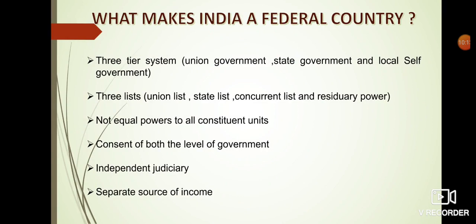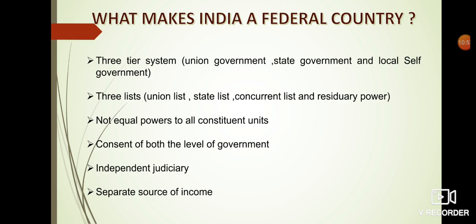Next topic: what makes India a federal country. This topic we will explain with the help of 6 different headings. The first is 3-tier system, second 3-list, third is not equal power to all constituent units, fourth is consent of both levels of government, fifth is independent judiciary, and sixth is separate sources of income. Now let us describe these 6 headings to prove that these concepts make India a federal country.